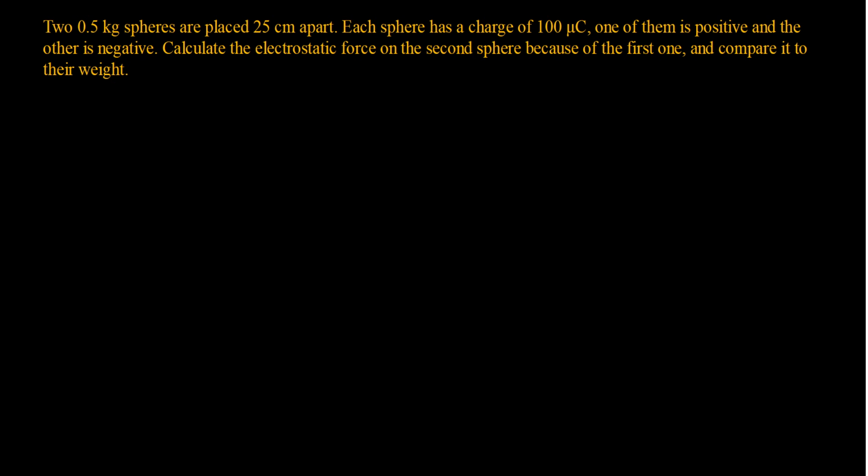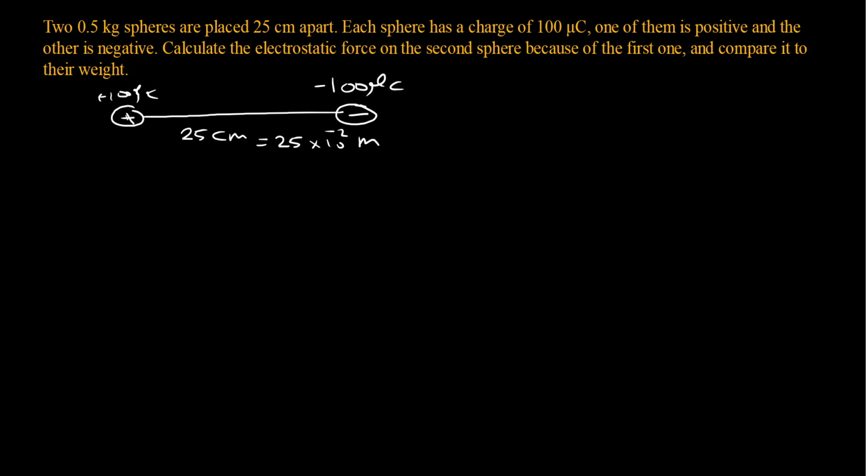As a start, it's really good to draw a small diagram representing the scenario. This is my positive charge, and here is my negative charge. It is a positive 100 microcoulomb, and this one is a negative 100 microcoulomb. The distance between the two charges is 25 centimeters, which is equivalent to 25 times 10 to the power minus 2 meter. Let's call this Q1 and this Q2, just to distinguish which is which. I'm trying to find the electrostatic force on the second sphere. Because it is negative, there will be an attraction between them, so the force will be this way. That's the force on 2 because of 1.